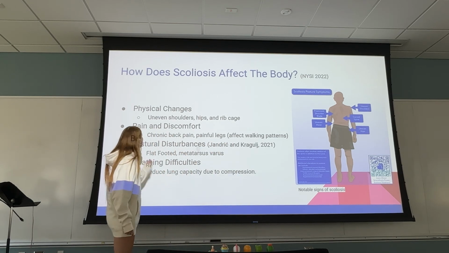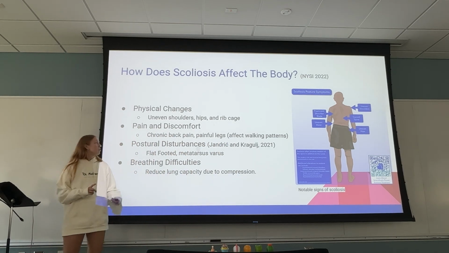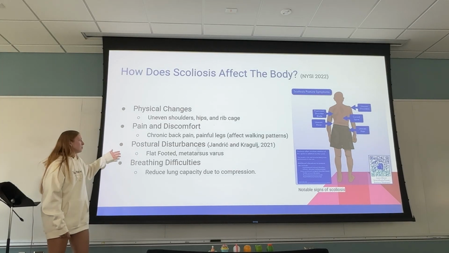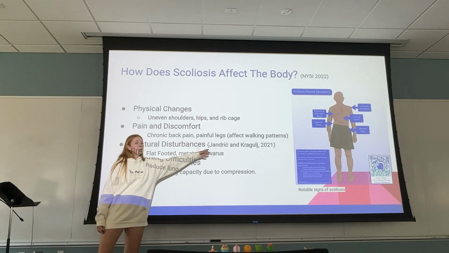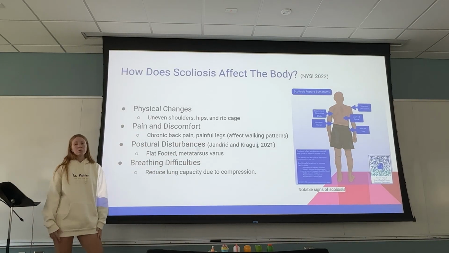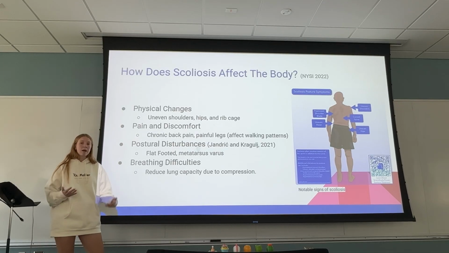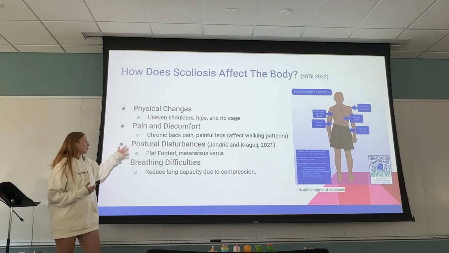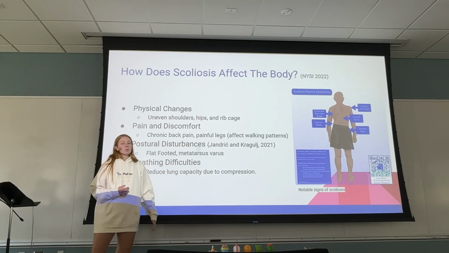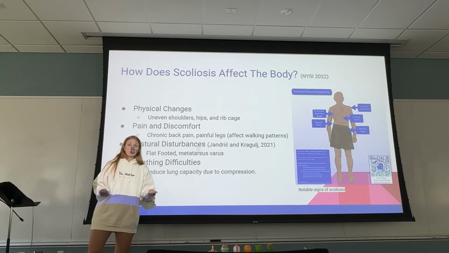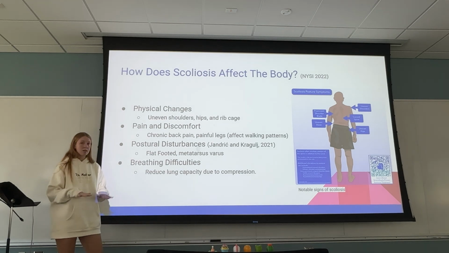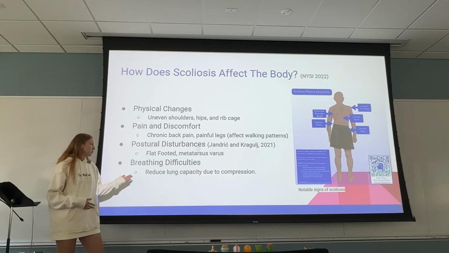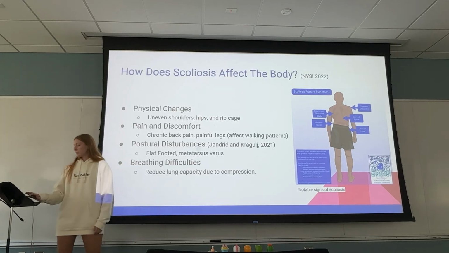And then it also causes pain and discomfort, and this can be chronic back pain, painful legs, which can affect walking patterns. And hand in hand, it goes with postural disturbances, which is found from a study that was conducted about how scoliosis affects adolescents compared to other factors like nutrition and physical activity. They found that scoliosis can affect flat-footedness, and then metatarsal varus, which is basically something that happens with the foot, affecting its ability to hit the ground normally. And then breathing difficulties, because when the spine curves, it can reduce lung capacity due to compressing the lungs.